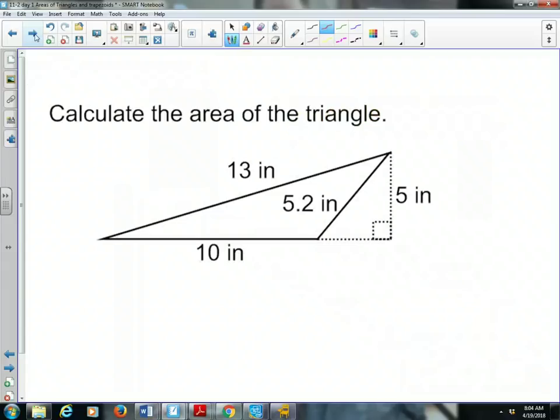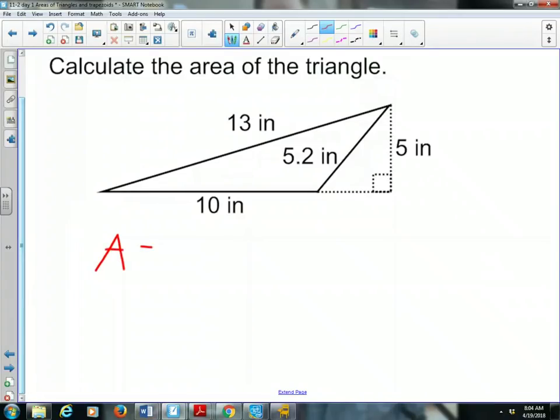All right, it says, calculate the area of this triangle. Well, I know that the area of any triangle is base times height, and it's half of that. 1/2 base times height. So, what is the base? Well, we should always go to a perpendicular intersection because that's where the base and the height are. So if this is 90 degrees, then here is my base, here is my height. The 5.2 and the 13 aren't necessary in this problem.